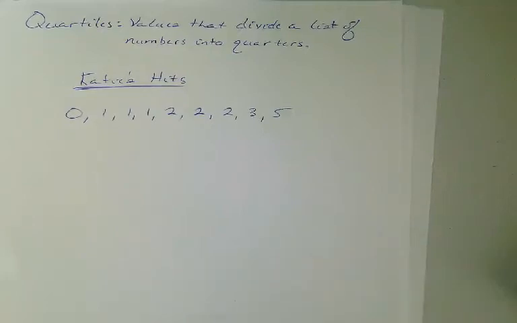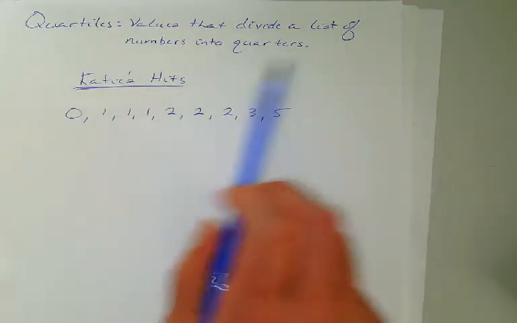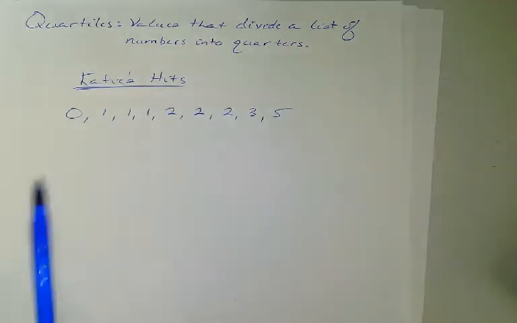Let's talk about quartiles. The last video dealt with box and whisker plots, where we talked about what quartiles are. Quick review: quartiles are values that divide a list of numbers into quarters. Remember that the box and whisker plot was divided into 4 chunks, and each chunk represented 25% of the data.